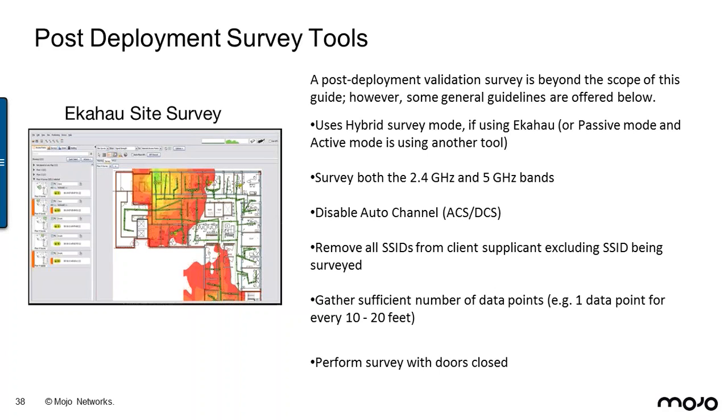And you want to gather a sufficient number of data points. You want to do the survey preferably with the doors closed and so on, because that would be kind of the worst case scenario in one regard, anyways. It could be the best case scenario if you're trying to avoid CCI, but if you're trying to see how coverage can be impacted by having more attenuation, then you close the doors.